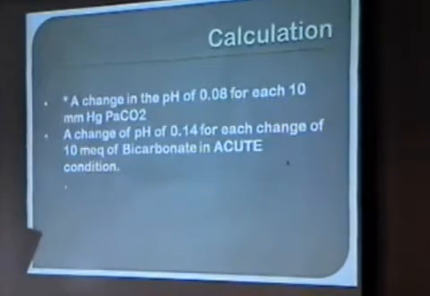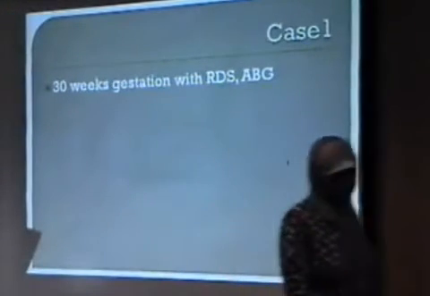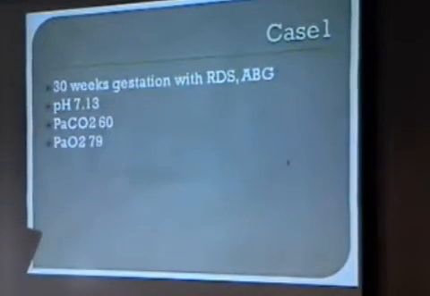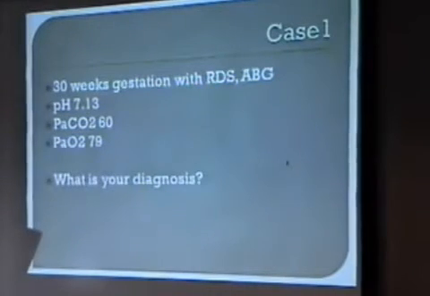All right, we have a baby, 30 weeks gestation, arterial blood gas: pH 7.13, PCO2 60, PO2 of 79. What's your diagnosis? So we said first we'll look at the pH. What is the pH? Tell me. Okay, we want one person to say, what is the pH?